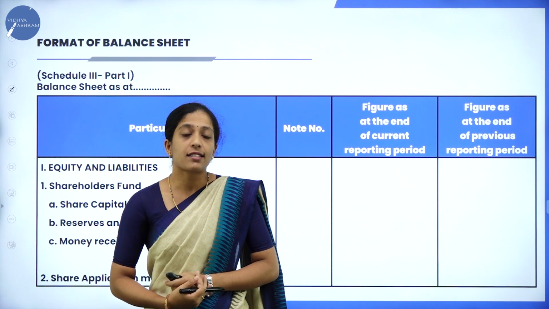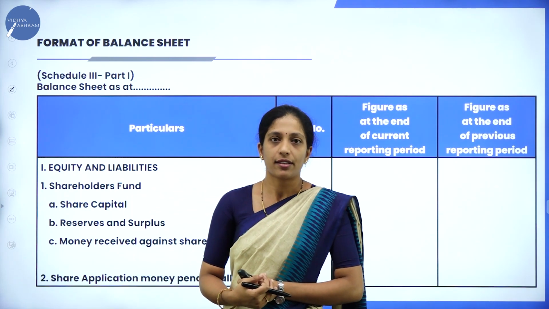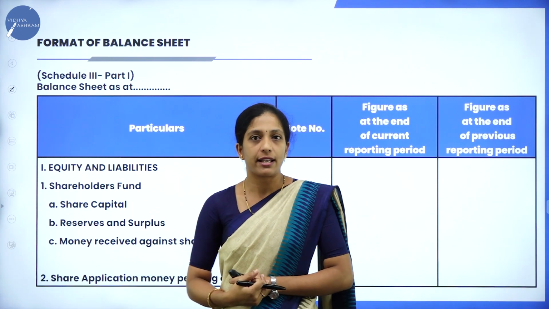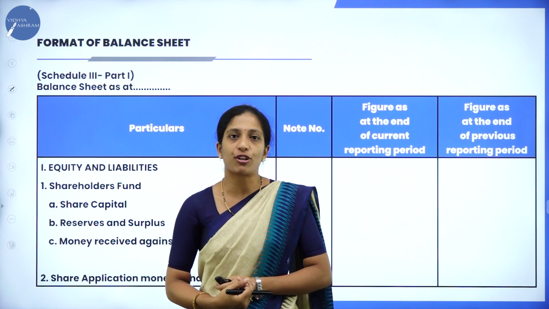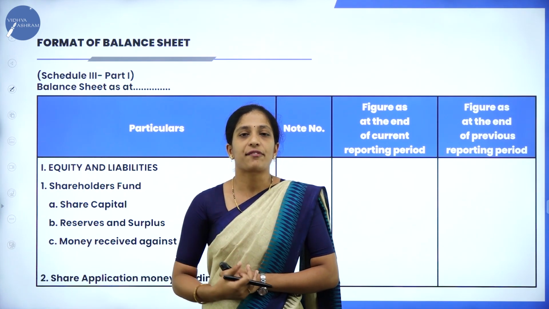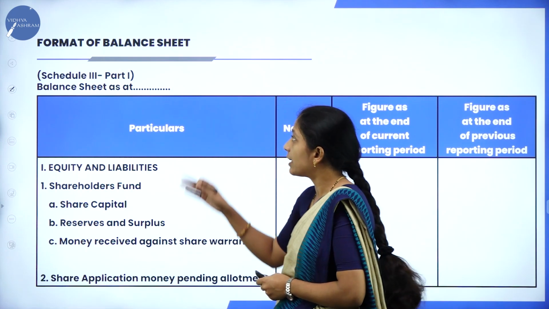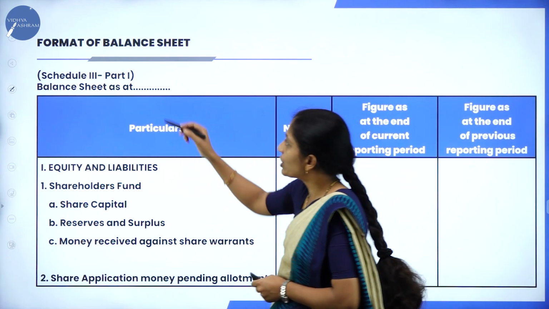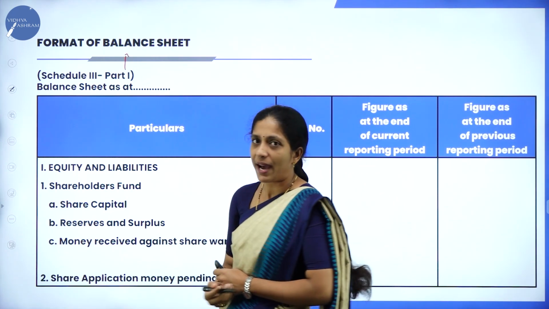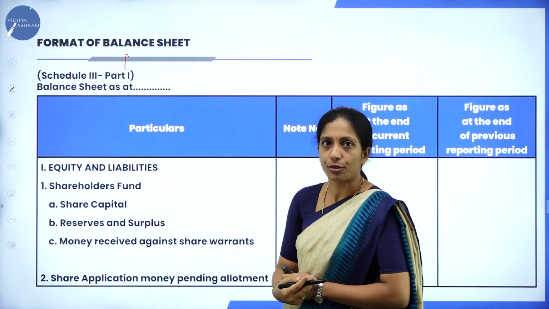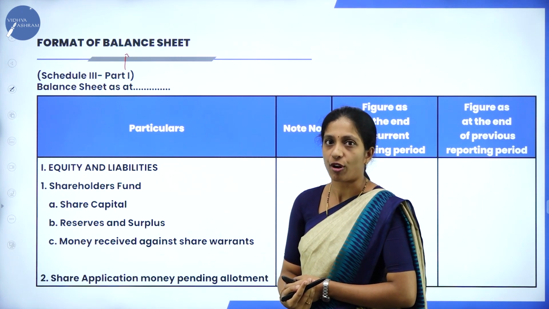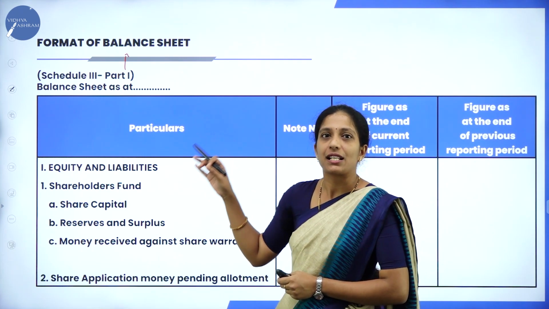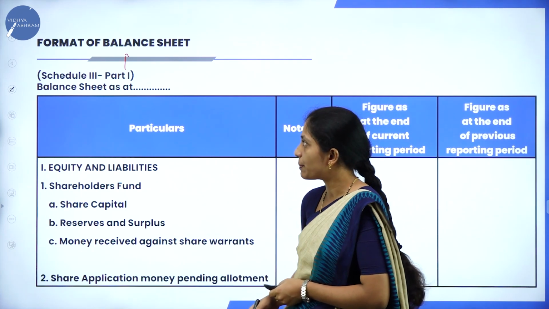Now we shall discuss an important concept of this chapter, that is the format of the balance sheet as well as the format of the statement of profit or loss. As I've told you, under the Companies Act 2013, Schedule 3 Part 1 gives the format of the balance sheet, and Schedule 3 Part 2 gives the format of the statement of profit or loss. Now as per the Companies Act, let us see what format is given.